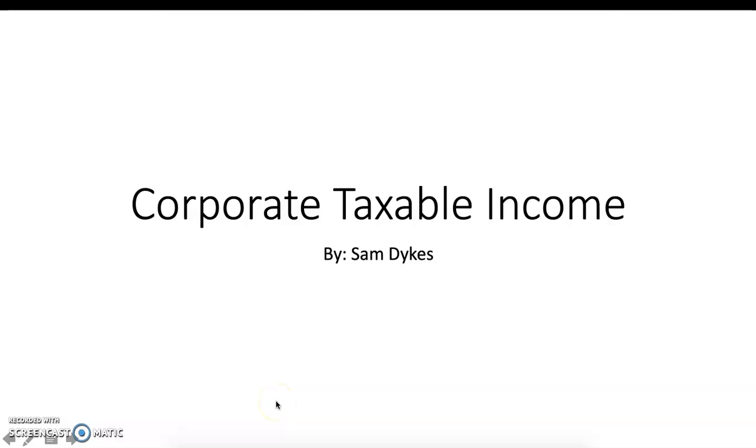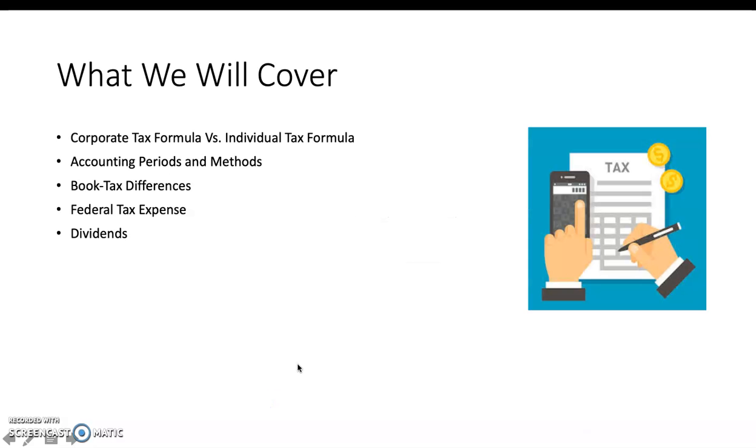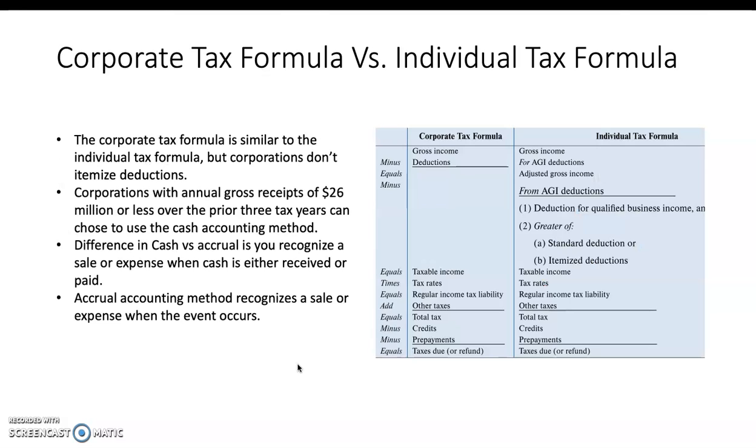This chapter will be covering pages 5 through 8, and chapter 5 covering corporate taxable income. What we will cover: the corporate tax formula versus the individual tax formula and what changes those can take into account, accounting periods and methods, book tax difference, federal tax expense, and dividends and the role they play in income.